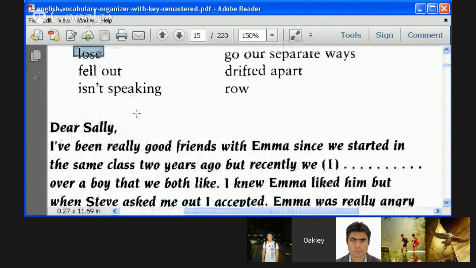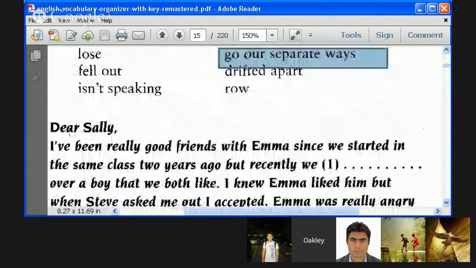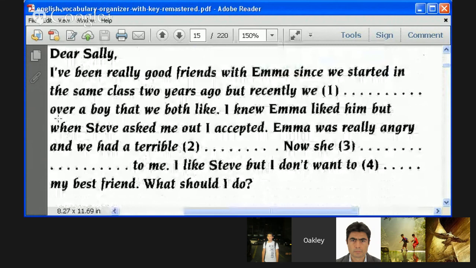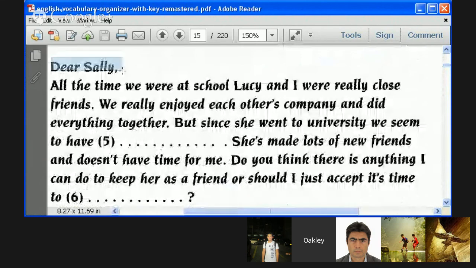So, okay. What do we have left? Drift apart, go our separate ways. Okay, here's a different letter. Different example. All right, we only have a minute left, so I'm going to read the first part. Dear Sally, all the time we were at school, Lucy and I were really close friends. We really enjoyed each other's company, did everything together.